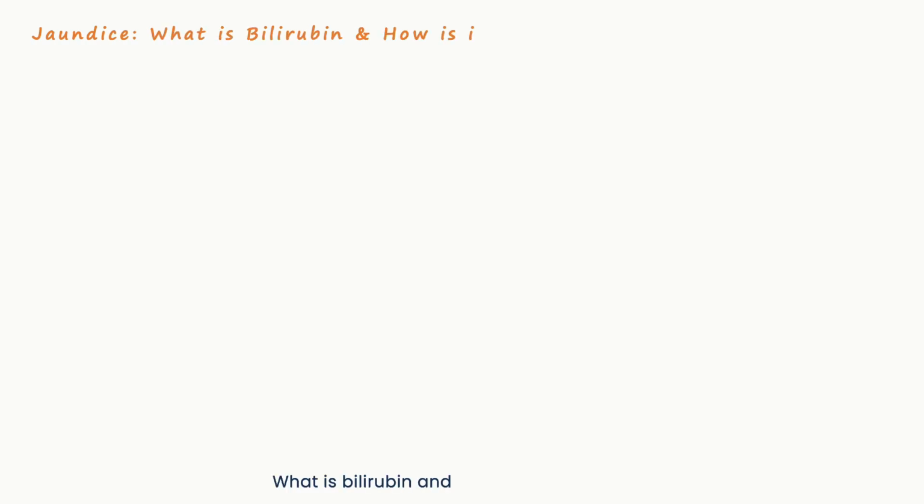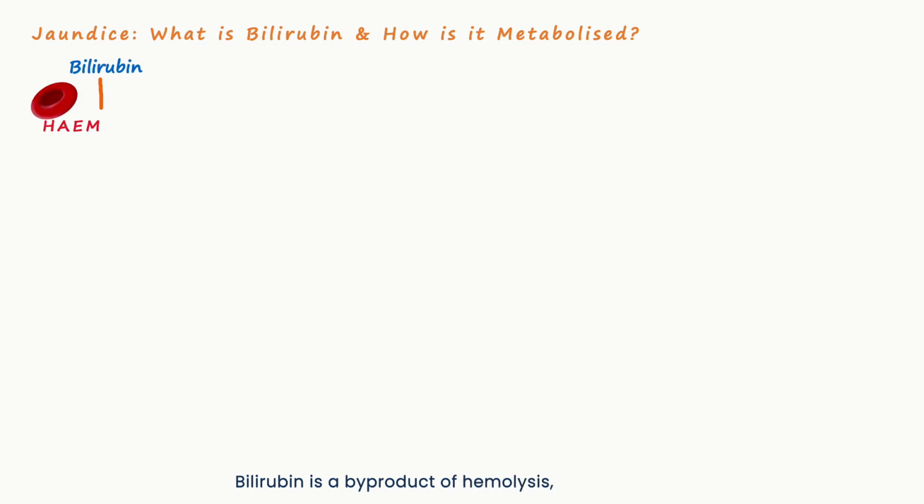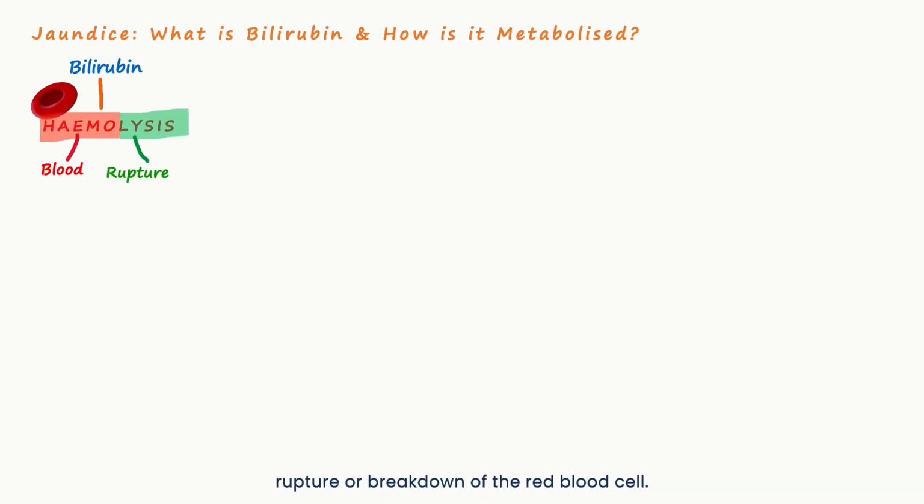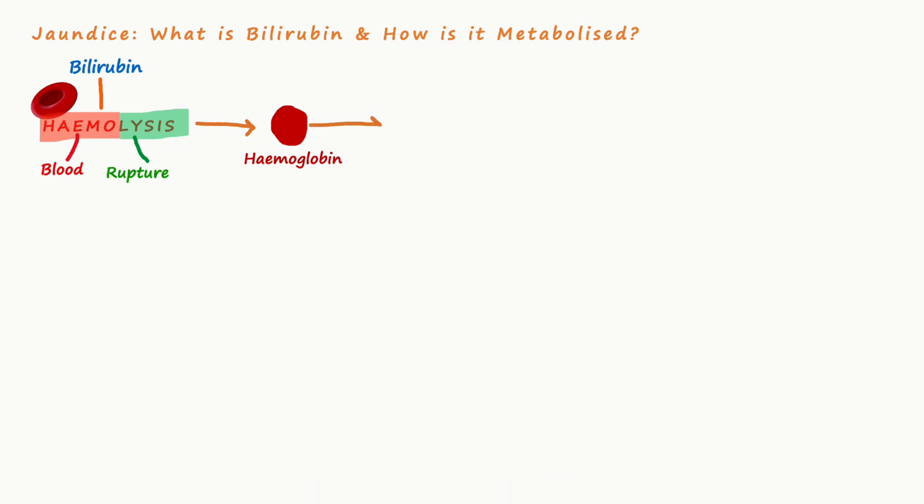What is bilirubin and how is it metabolised? Bilirubin is a byproduct of hemolysis, referring to the rupture or breakdown of the red blood cell. As the membrane of the red blood cell disintegrates, it releases hemoglobin into the bloodstream, which in turn releases heme.